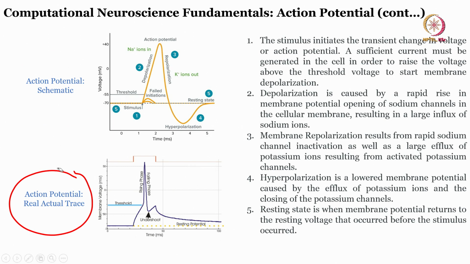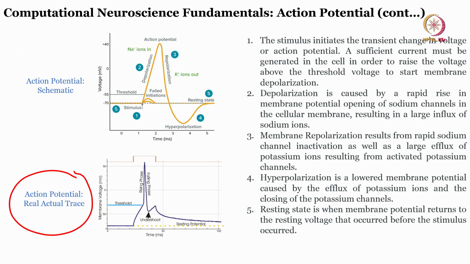The stimulus initiates the transient change in the voltage, or action potential, which is the stimulus that we are applying right over here. A sufficient current must be generated in the cell in order to raise the voltage above the threshold voltage. Threshold voltage is right over here. If the sufficient current is not there, we will have failed iterations, and if the current is sufficient, it will cross the threshold voltage to start the membrane depolarization. Depolarization is caused by a rapid rise in membrane potential, opening of sodium channels in the cellular membrane, resulting in a large influx of sodium ions.